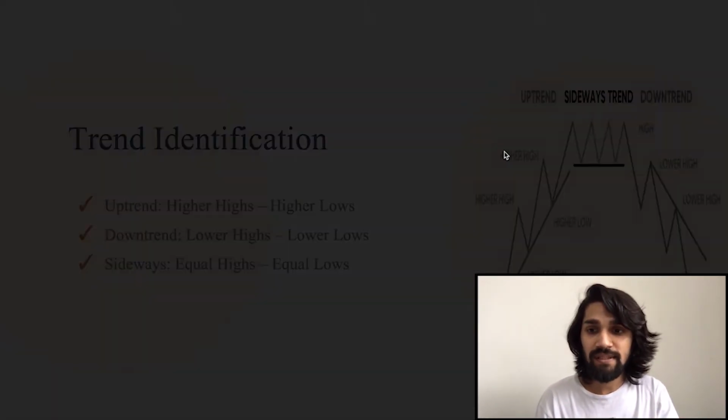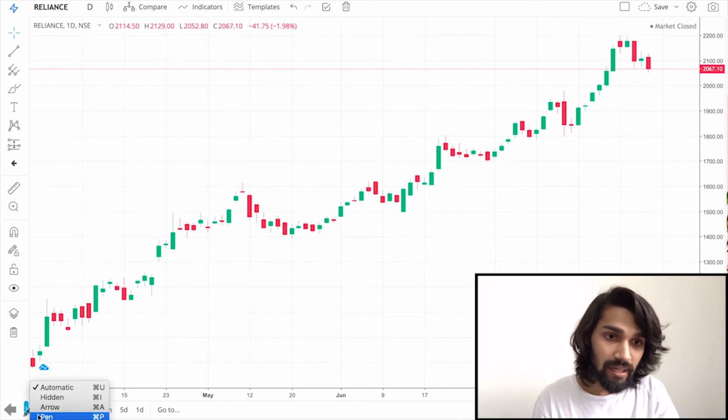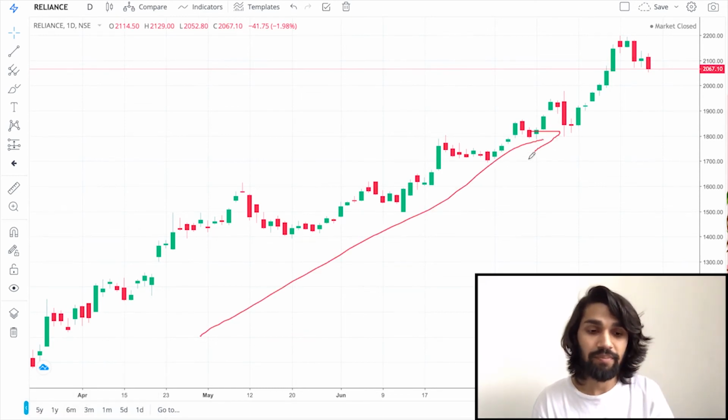I'll show you examples. This is the chart of Reliance. You can see this is a clear uptrend. It starts somewhere around 900 and it has reached till 2000. So this is a clear uptrend.